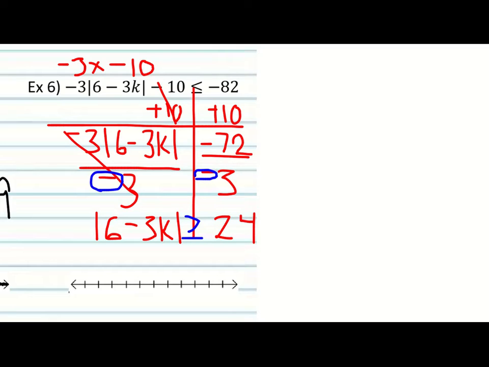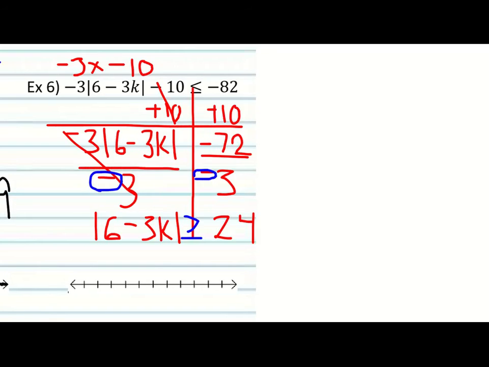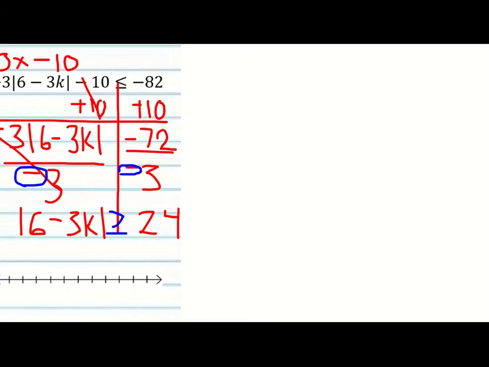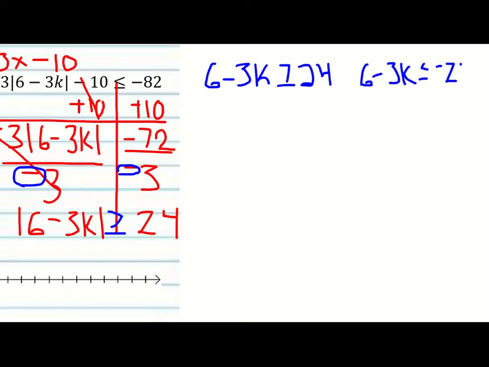So what we're going to do is set up two inequalities. I'm just going to slide over to the left a little bit more to make sure we got enough room. So our first inequality will say 6 minus 3k is greater than or equal to 24. And the second inequality would be 6 minus 3k is less than or equal to -24. And we want to solve each one.